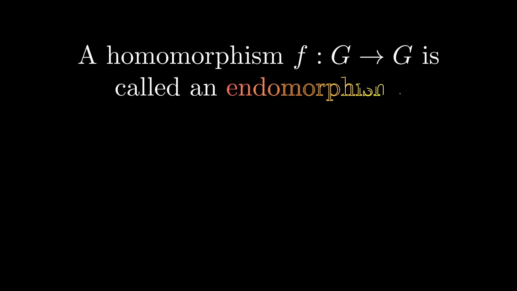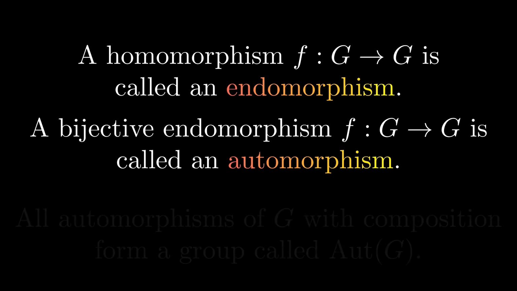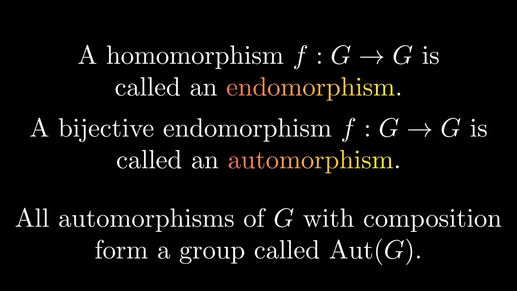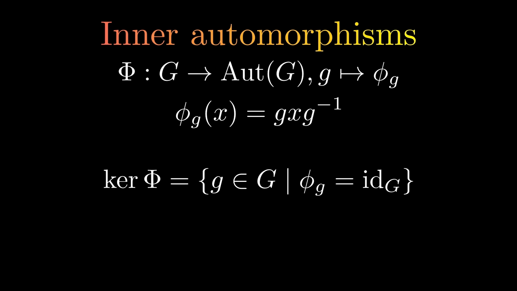Another important type of homomorphism is an endomorphism, where the domain and codomain are the same group. A bijective endomorphism is called an automorphism. The set of all automorphisms of a group forms another group under composition, known as the automorphism group. A special class of automorphisms are the inner automorphisms. Every element corresponds to one inner automorphism, and we have a homomorphism mapping every element to the corresponding inner automorphism. The identity element of the automorphism group is the identity map. The kernel is the set of all elements whose inner automorphism is the identity map.